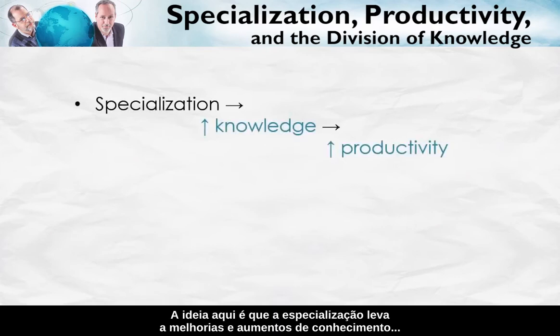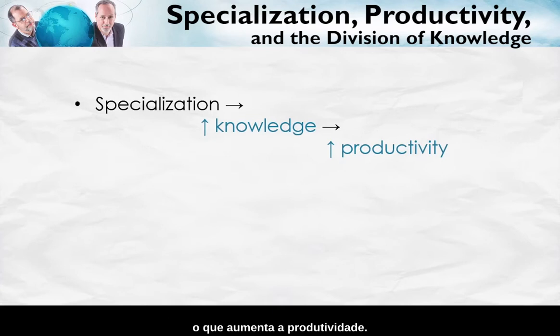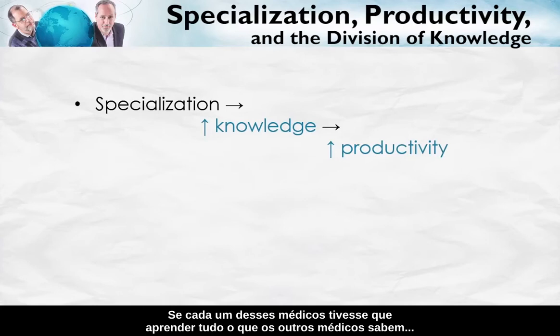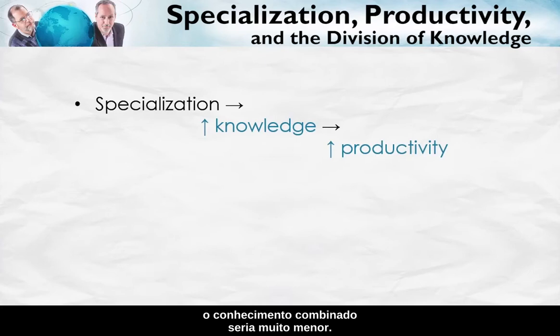The idea here is that specialization leads to improvements and increases in knowledge, and that boosts productivity. Think, for example, about physicians. Physicians specialize. There's a specialist in the ear, nose, and throat, a specialist in heart disease, a specialist in breast cancer, and so on. If each one of these physicians had to learn everything that the other physicians know, their total combined knowledge would be much less. By specializing, each physician learns more, and the total combination of knowledge is much higher. We get much better health care by having these specialists.